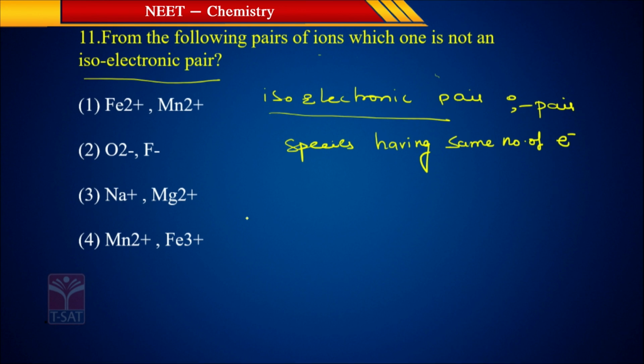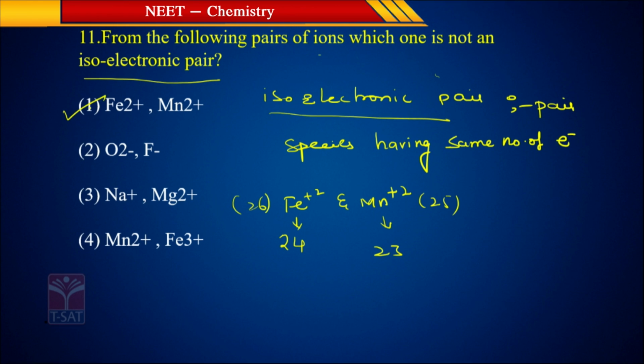Okay. So, Fe plus 2 and Mn plus 2. You can see Fe plus 2 means Fe is 26, 2 electrons lost means 24. Manganese is 25, 2 electrons lost means 23. So, this is not an isoelectronic pair.